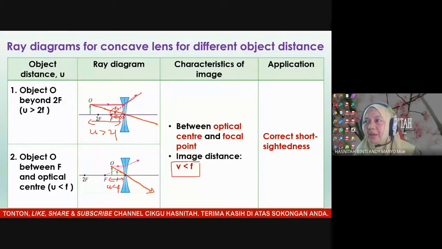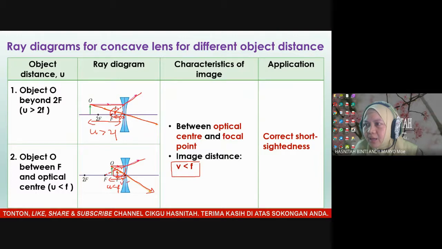A ray diagram without an arrow is considered wrong. And here is the second rule from the object: parallel to the principal axis to the lens, then diverge from the focal point. So this is the intersecting point, our image appears here. So this is the image distance.